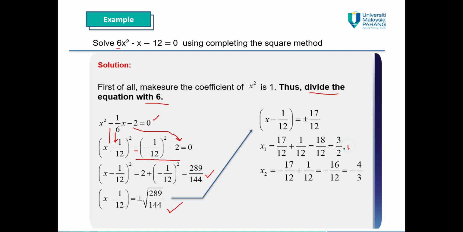So x1 is 3 over 2, x2 is minus 4 over 3. So these are the roots of this equation. So how do we know whether our answer is correct or wrong? It's very easy. We just substitute the numbers 3 over 2 and minus 4 over 3 into the original equation. Make sure that you are getting the value 0. If you are getting the value 0, that means your value of x is correct.